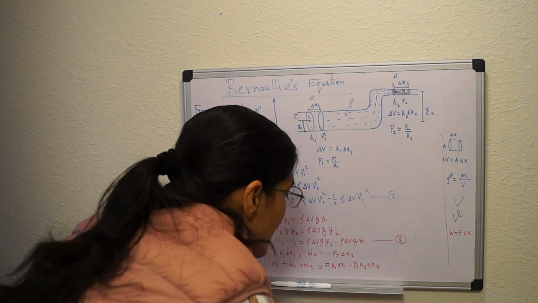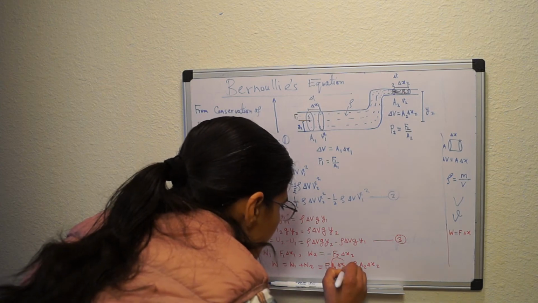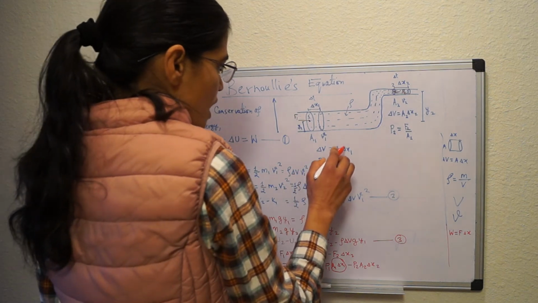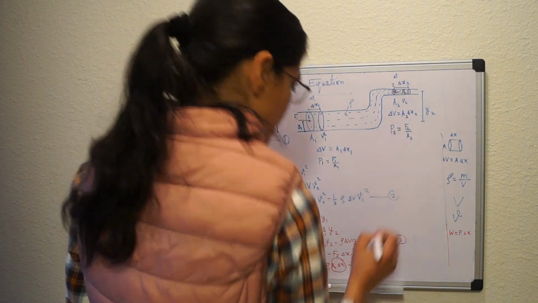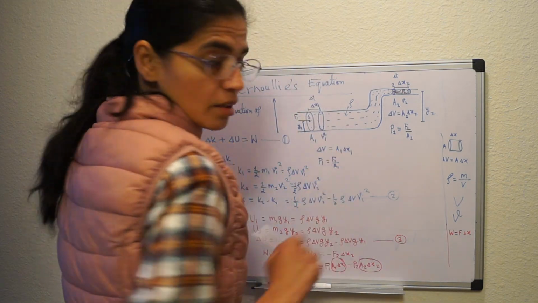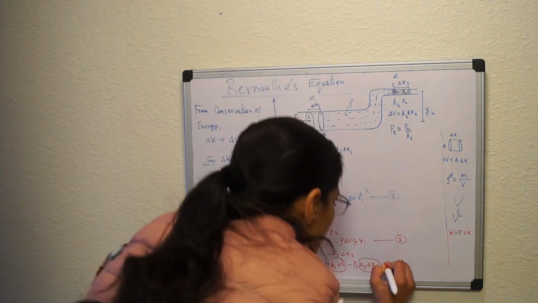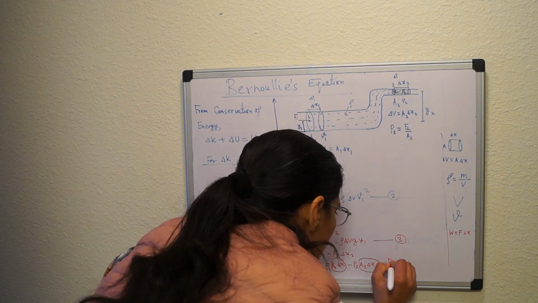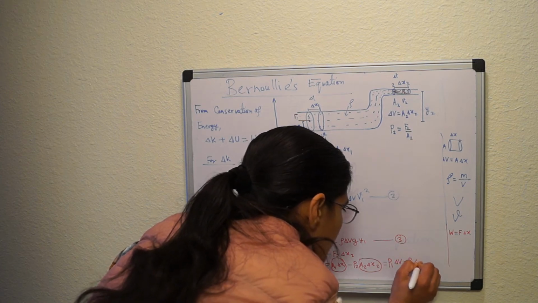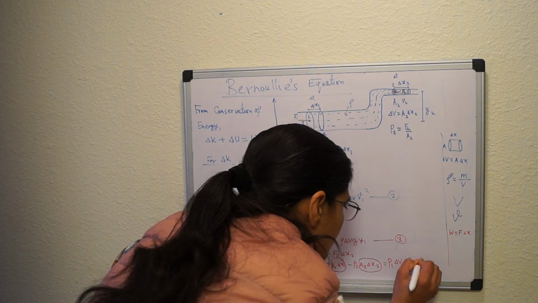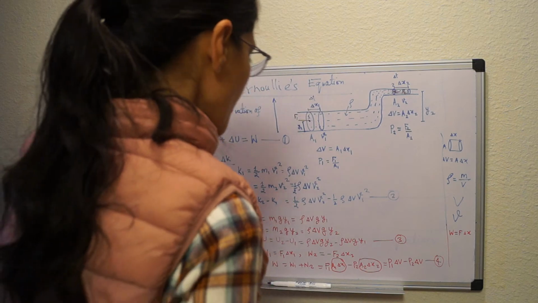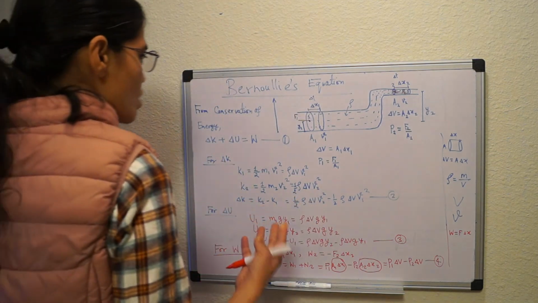So now this quantity here, area times the change in displacement, A1 delta x1, A2 delta x2, can we write that as delta V? We should be able to write that, right? So this becomes simply what? P1 delta V minus P2 delta V. Let's call this equation 4. Okay? So we have everything we need so far.